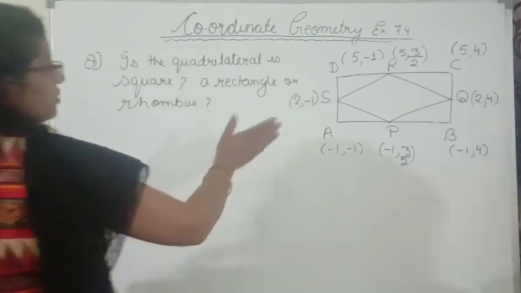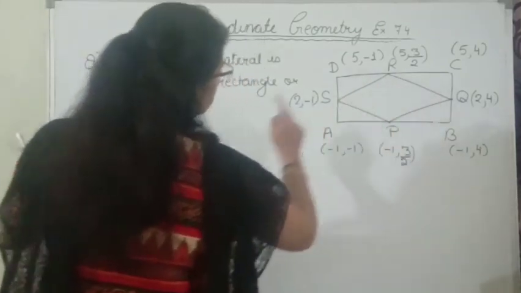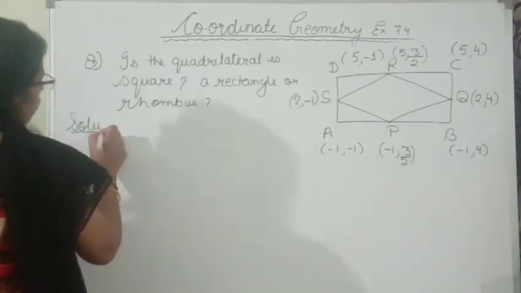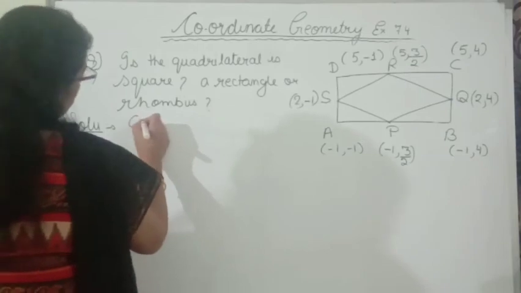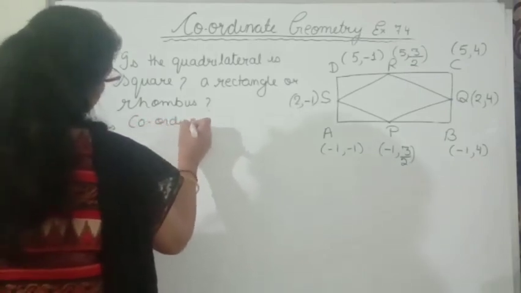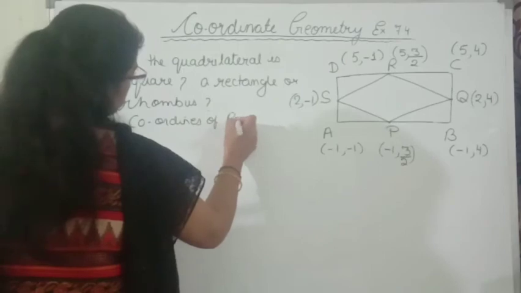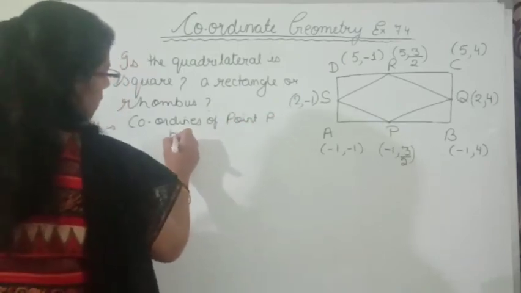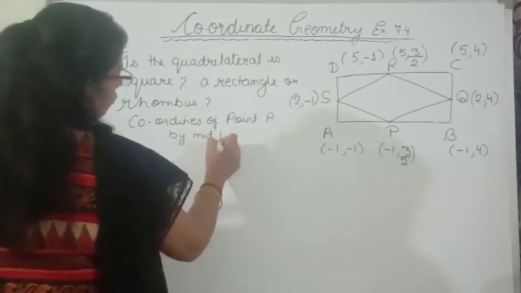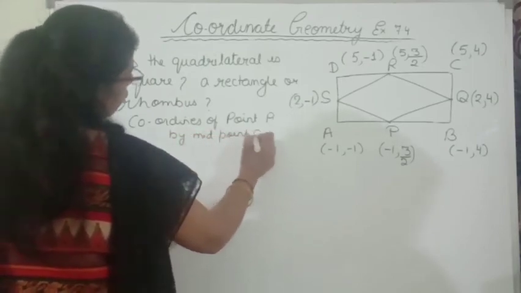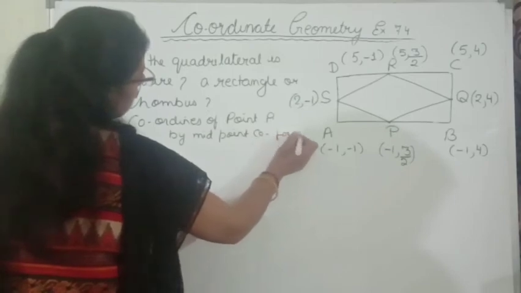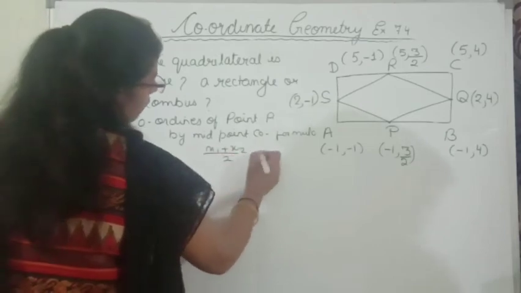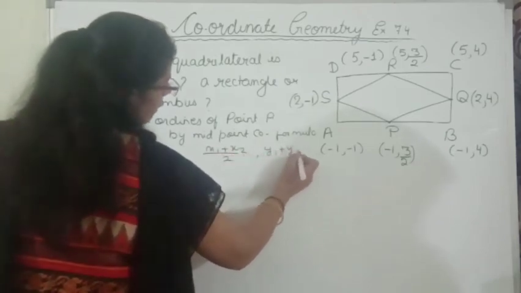So very first, beta, you will find the midpoints of these. So how will you find? You will write the solution. I'm not writing that much. You will write the solution and you will write the coordinates of point P. First we will find point P by the midpoint coordinates. What is the midpoint coordinate formula? It is x1 plus x2 divided by 2 and y1 plus y2 divided by 2.